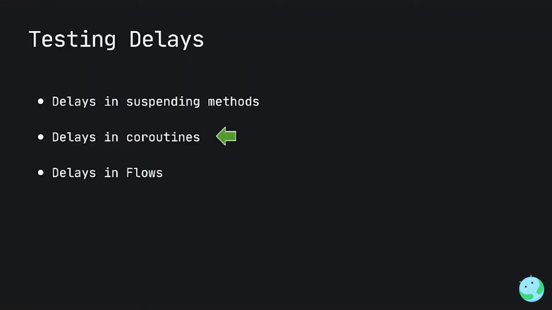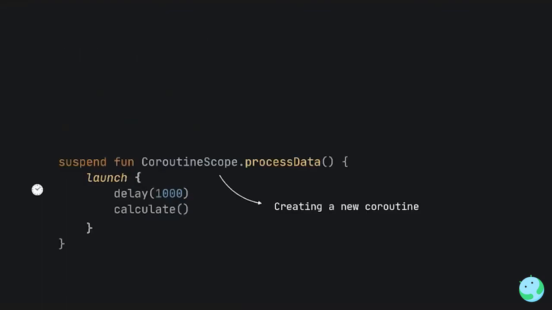So if we take that example and make it a little bit more complex, suppose that we didn't have a suspending method, but we were launching a coroutine ourselves and had a delay in it. How do we handle that? Suppose you had a coroutine like this. I'm launching a coroutine on a scope right here. Inside of this, I have the same logic that I had before. It has a delay and does some execution after it. How do I handle this?